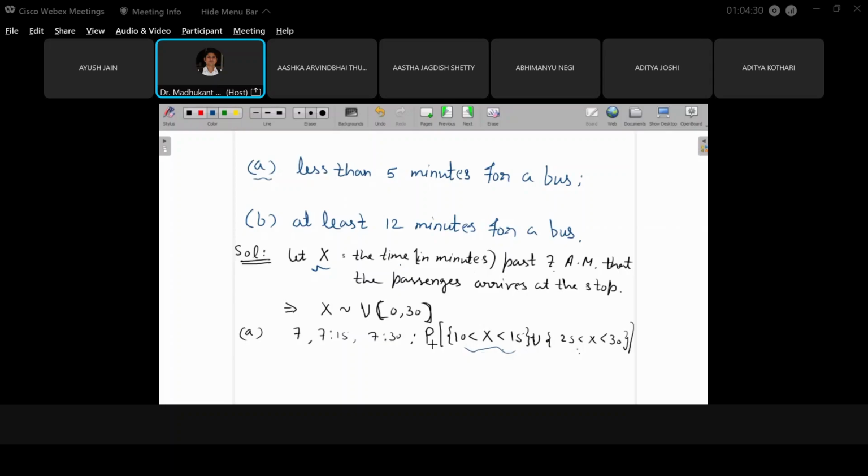So this is equal to the probability that 10 < X < 15 plus the probability that 25 < X < 30. Using (beta minus alpha) by (b minus a) from the exercise we just did, that's (15 minus 10) divided by 30 plus (30 minus 25) divided by 30. So it's 5 by 30 plus 5 by 30, which is 10 by 30, and that's 1 by 3.